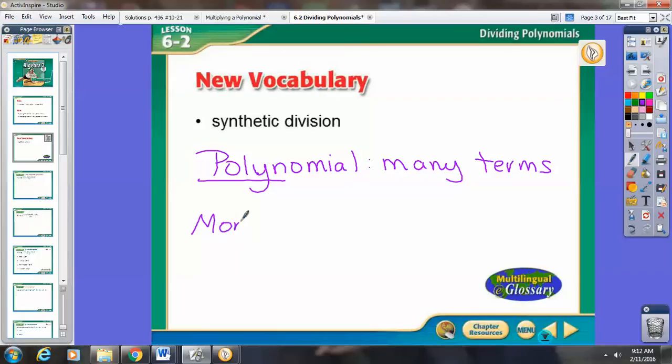We're going to divide a polynomial, many terms, by a monomial. What's a monomial? One term. So we're going to have multiple terms in the numerator, and the denominator we're dividing by a monomial will have one term. And that word monomial, mono means one. Nomial, number, one number. One term.